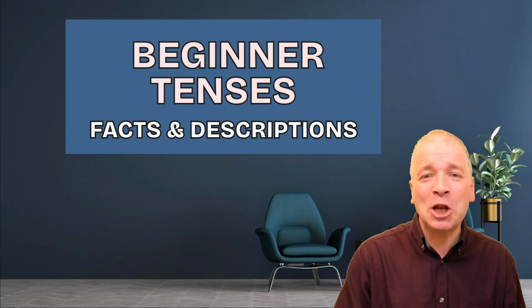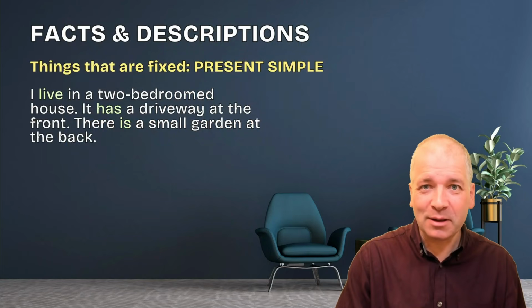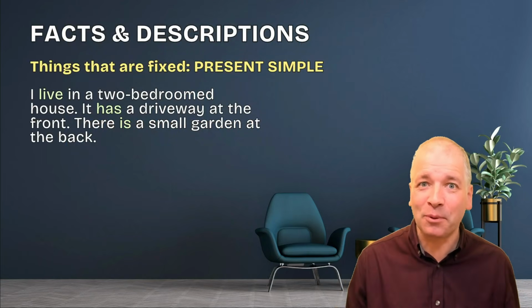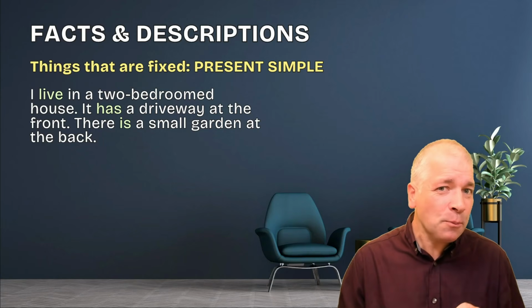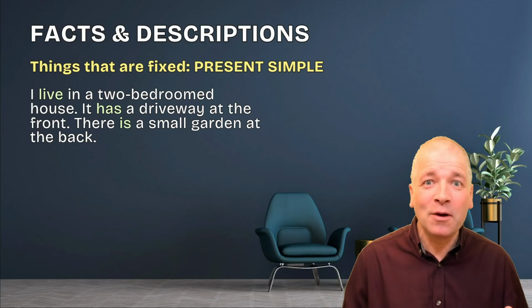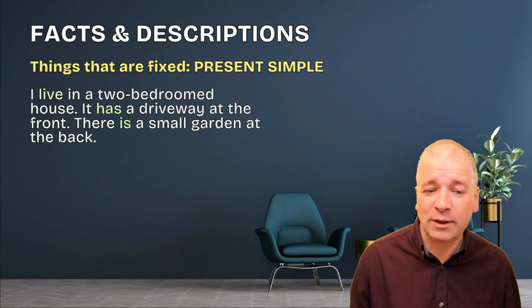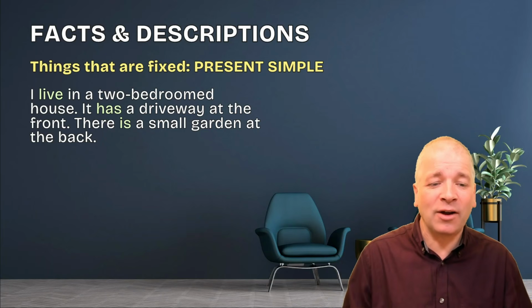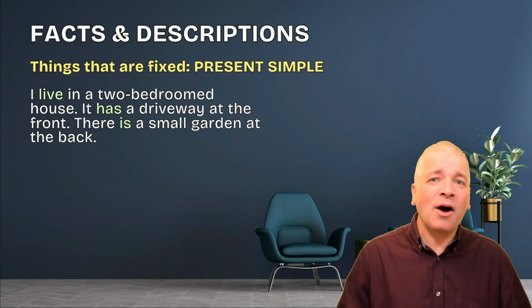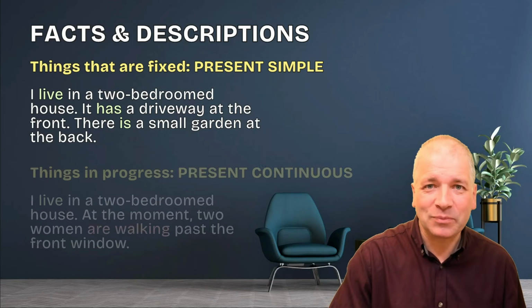And this is where we look at how we use tenses for facts and descriptions. Starting with the present simple. We use the present simple to describe things that are fixed in time. For example here, I live in a 2-bedroom house. It has a driveway at the front. There is a small garden at the back. These are descriptions of things that always stay the same.